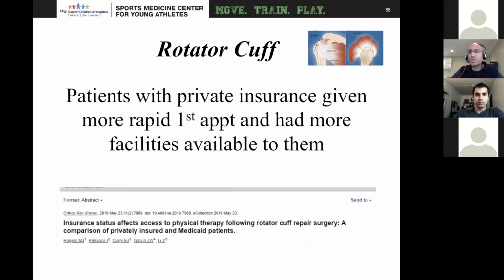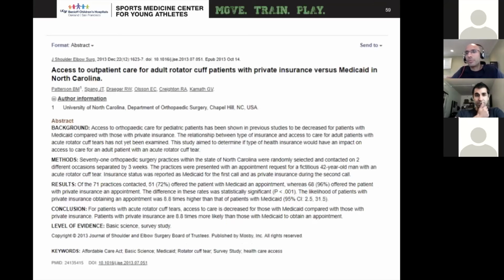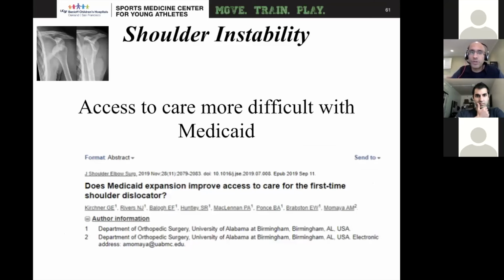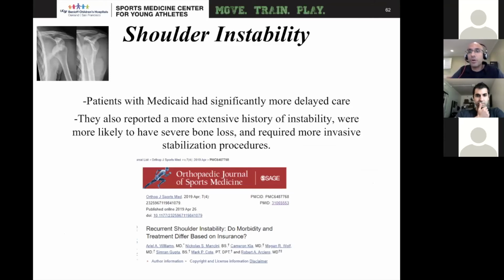And same sort of thing with rotator cuff, you're able to access care more quickly, and also when you call these facilities. So same sort of thing with rotator cuff. You have the same delays in care. You have it with shoulder instability as well. It's harder to get into the offices of public insurance patients. And it's a great example of how treatment delay leads to poor outcomes.